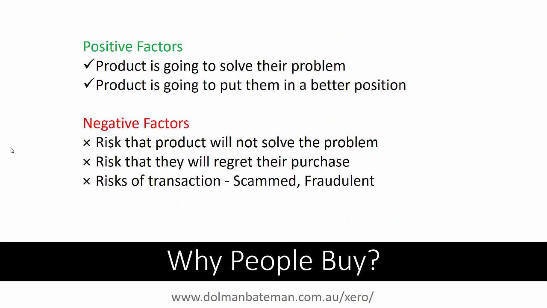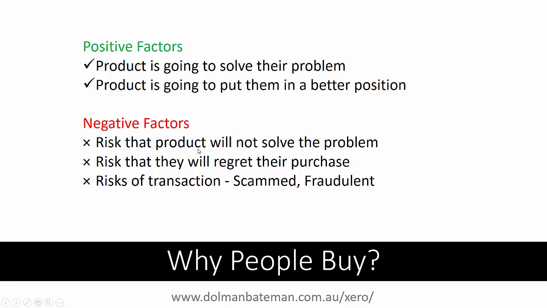So let's look at why people buy. You've probably heard this before, but some positive factors: the product is going to solve their problem. Now, a garlic press is crushing garlic so they don't get smelly hands, or it saves time, or they don't want to cut themselves. And the product is going to put them into a better position. So they're the two main positive factors. They've got a problem to solve, and it's going to put them into a better position than where they were beforehand. And we've got some negative factors.